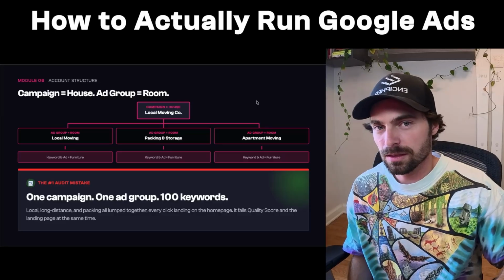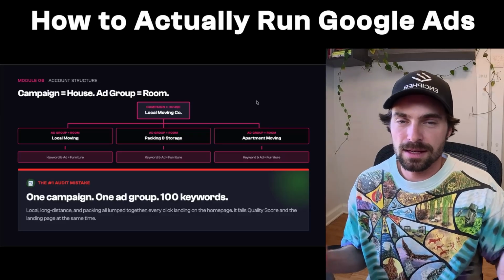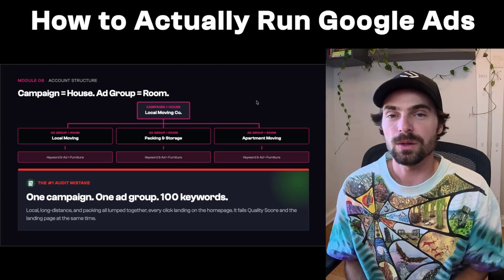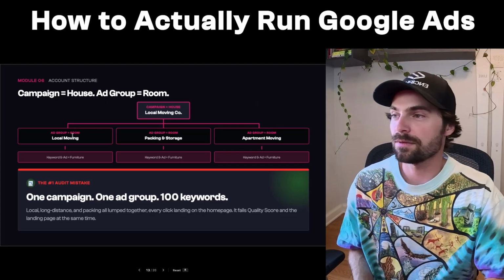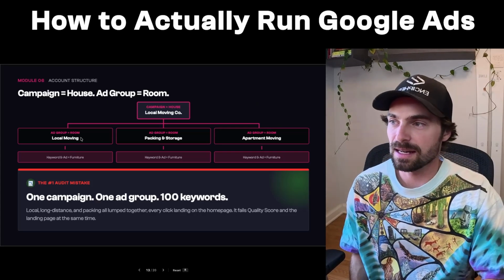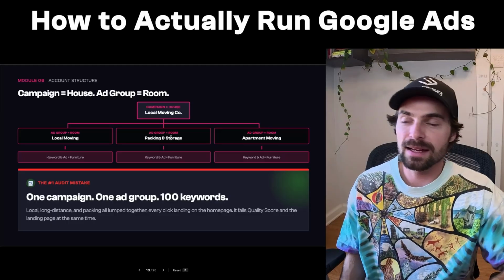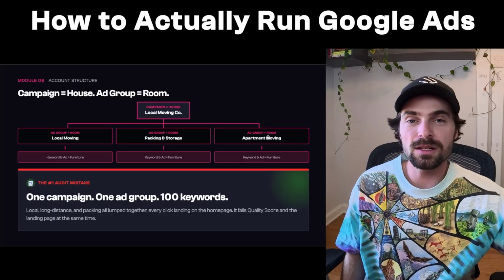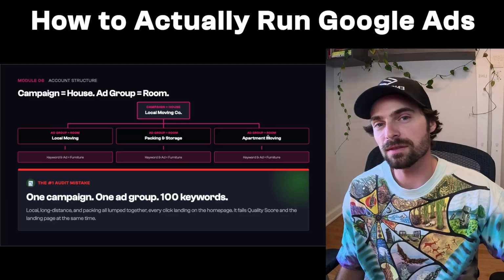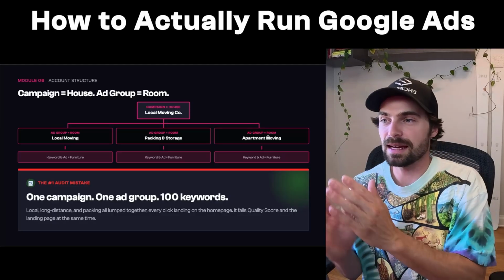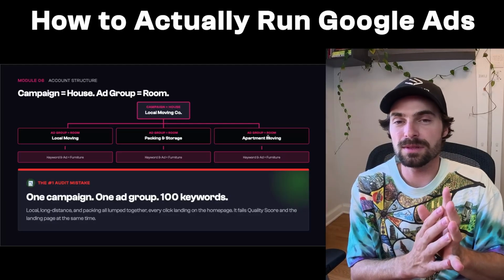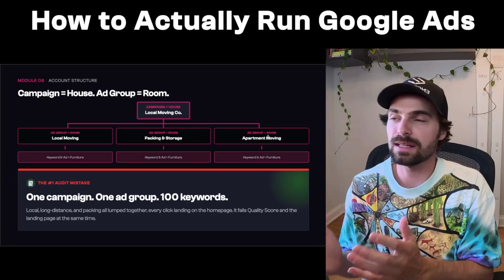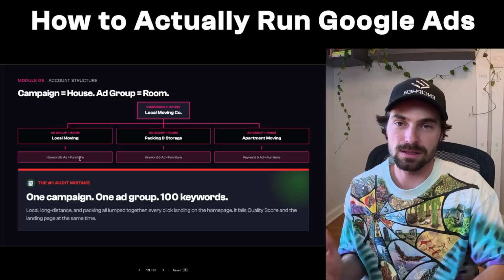To get a high quality score, you have a campaign, say you're a moving company, and inside of that campaign, you have your different services, right? So you have your local moving ad group inside of your campaign. Then you have your packing and storage ad group. Then you have your apartment moving ad group. Then you have your senior moving ad group. So whatever services you have need to be segmented out into different ad groups. And then inside of those ad groups, you have your keywords that match that service.